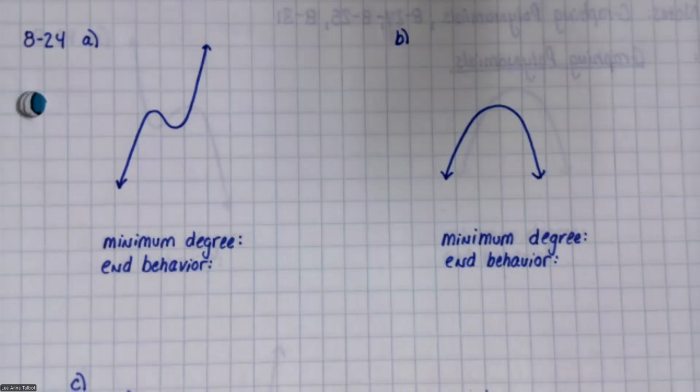Okay, so our goal here while you're writing is to determine what degree these graphs have. We can't tell exactly, we're just going to go with the minimum because we're in Math 3. And whether they have a positive or negative A value. Okay, so sketch it, then take a look back at your previous page.